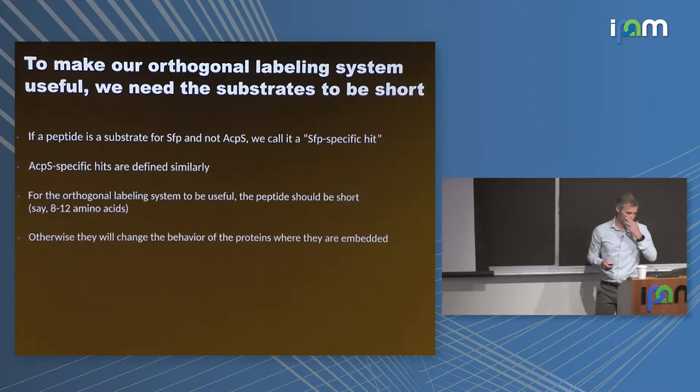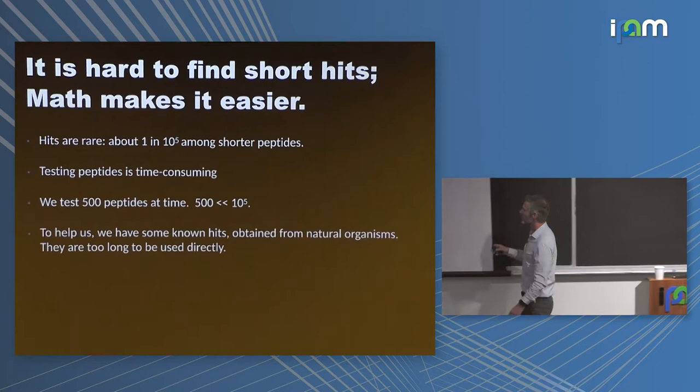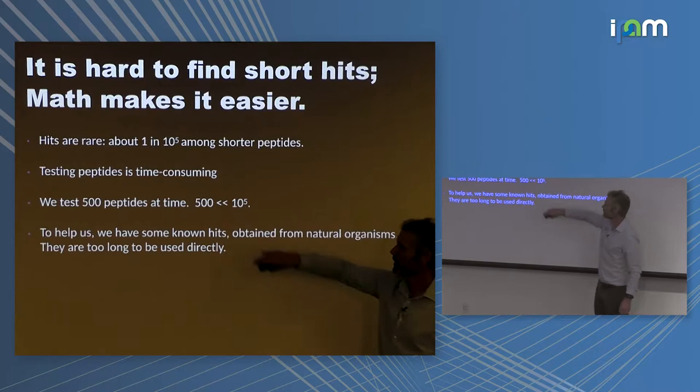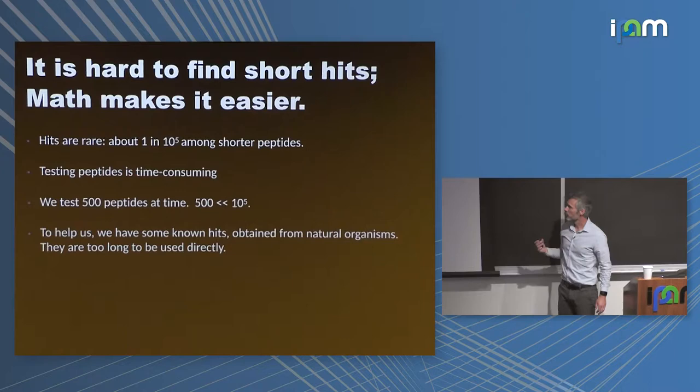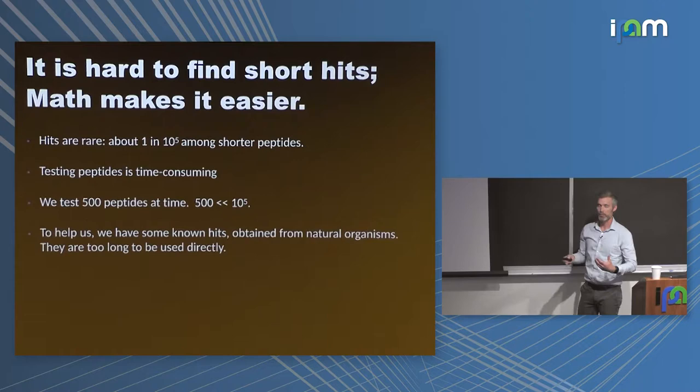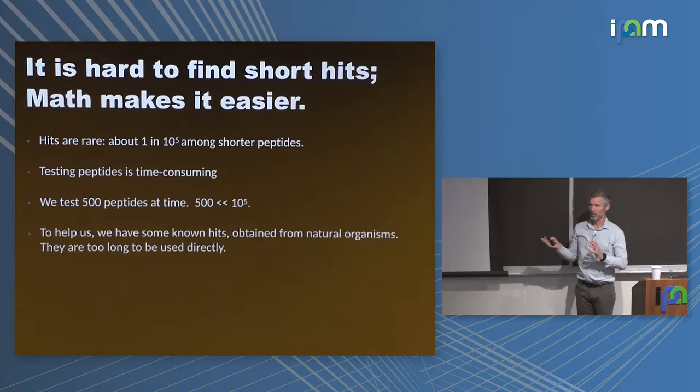All right, the experimental assay that we have can test about 500 peptides at a time. I'll describe that in a moment. 500 is a lot smaller than 100,000, so if I just search blindly without some guidance, it's going to take me a long time to find an orthogonal hit. Also, each of these experiments takes at minimum a week, more like a month or even 3 months, factoring in that the machine might break or the grad student doing the experiments might be busy.